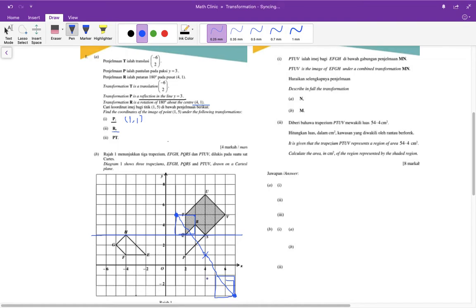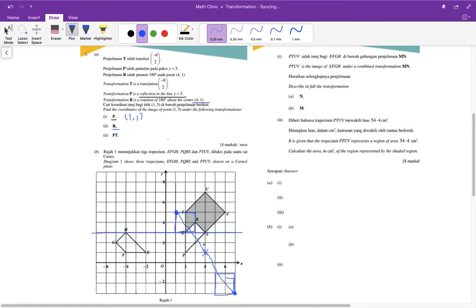This diagram I just use as a reference, because if I don't, it's really complicated for me to explain how I get the answer. So the answer over here is (7, 3). Oh my gosh, my handwriting. Never mind, let's write again.